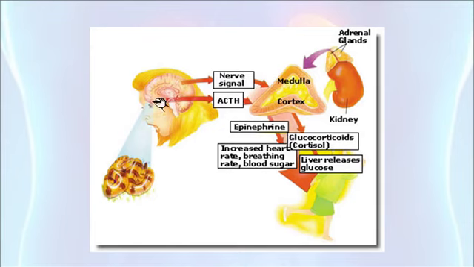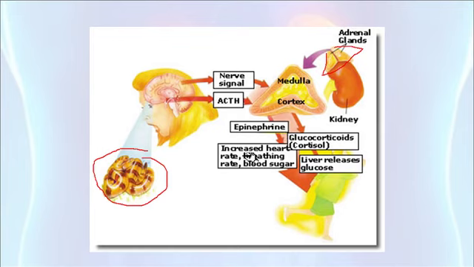Essentially, when you see something which is scary, like a snake for instance, your nervous system sends a message to your adrenal gland, which sits on top of your kidney. And also ACTH, adrenocorticotropic hormone, is released, which then again stimulates your adrenal gland to release epinephrine.